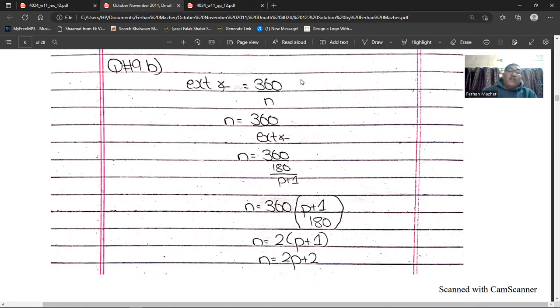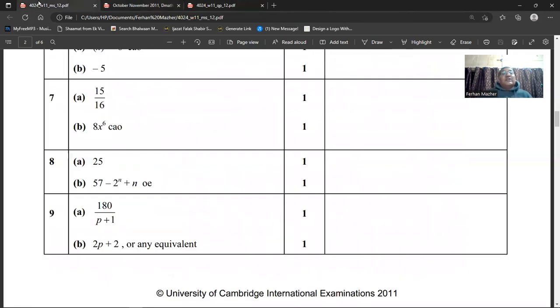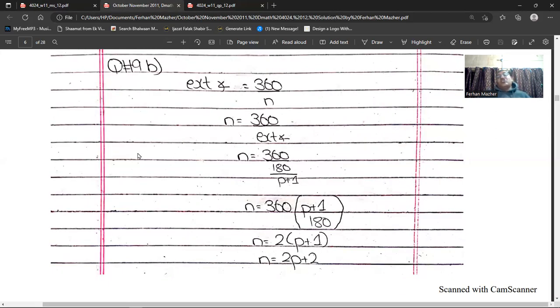When you bring this fraction upstairs, it will flip, it will reciprocate. So you have 360 into P plus 1 divided by 180. 180 and 360 will cancel. That will be 2 into P plus 1, so you will have 2P plus 2. So the number of sides will be 2P plus 2. This is how you will do question number 9, B part.